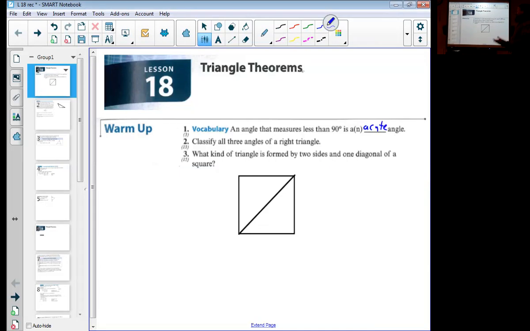Number 2 says classify all 3 angles of a right triangle. So if we have a right triangle, it says right there in the name, we're going to have a right angle. We have one right angle, and then we have 2 acute.